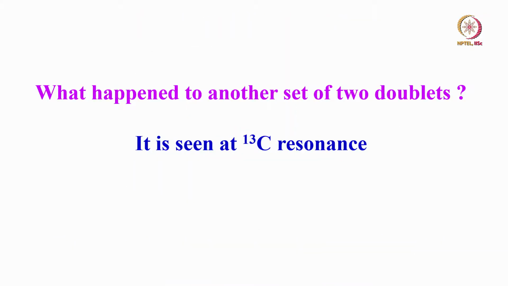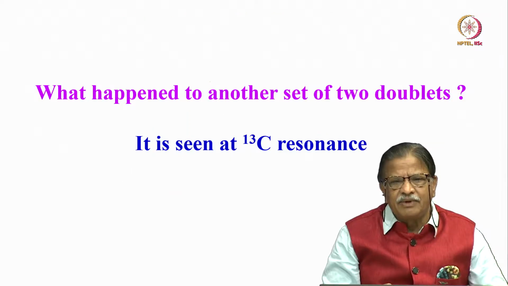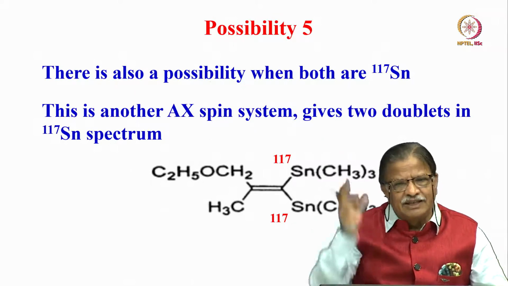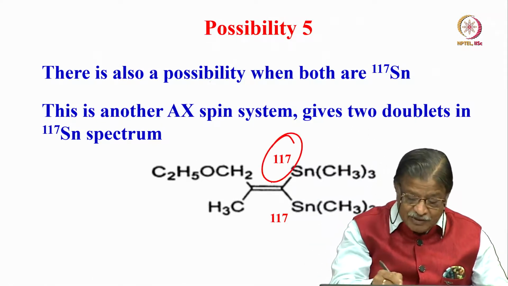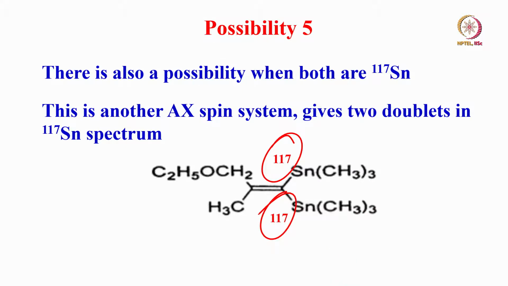Okay. Now what happened to another set of 2 doublets? That is seen in the carbon 13 resonance. There is another possibility. What is that possibility? Both could be 117. It is possible. But remember, you don't see it in 119 because it is a passive spin. If you want to see this, you have to go to tin 117 NMR. Remember, you record a tin 117 NMR, and you are going to see an identical spectrum for that also. That is why we are not going to see this in 119 NMR. So this will be seen in the tin resonance of tin 117.